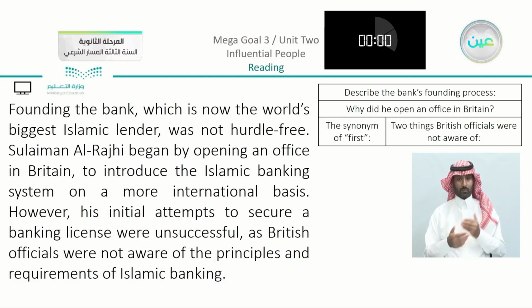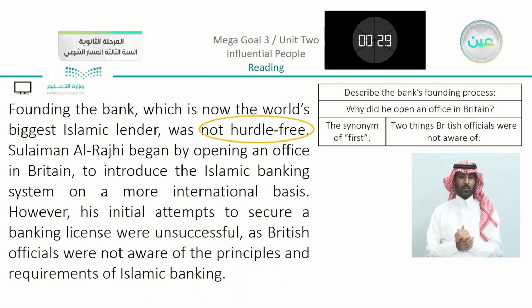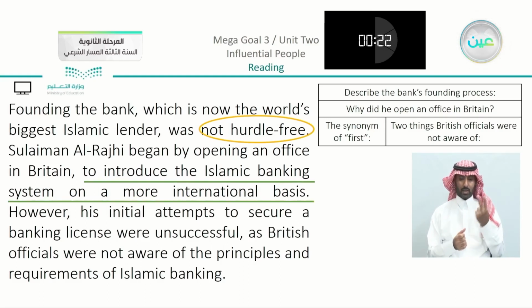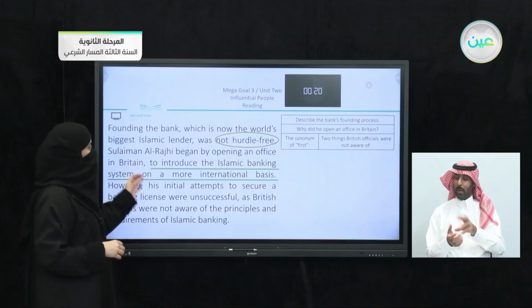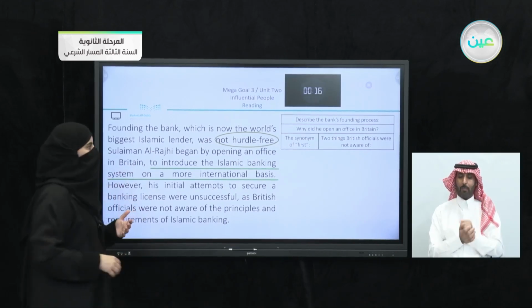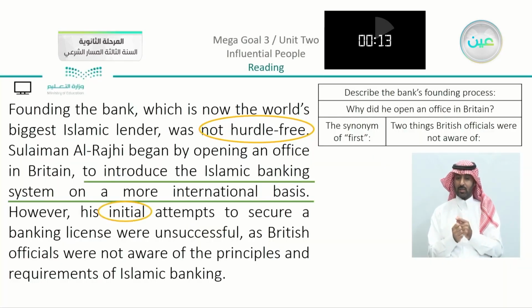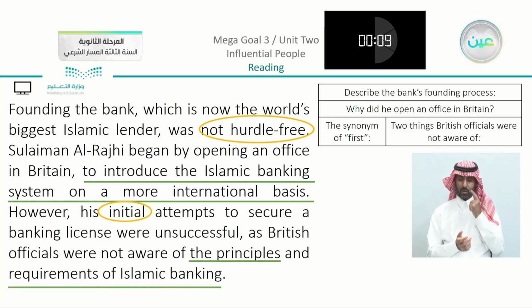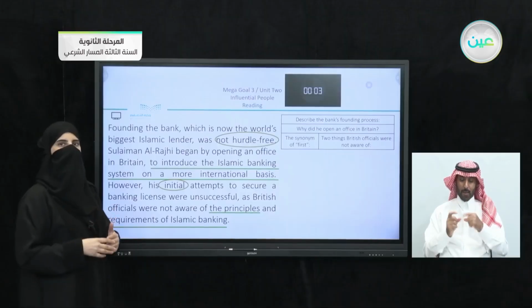Two, one, and let's start. We have the answers. The first answer is going to be yes. So describe the bank's founding. Yes, it wasn't hurdle-free. And the second question, why did he open an office in Britain? To introduce the Islamic banking system on a more international basis. We have the synonym of first, which is going to be initial. And 2 things British officials were not aware of. We have here the principles and requirements of Islamic banking. 2 things, principles and requirements.